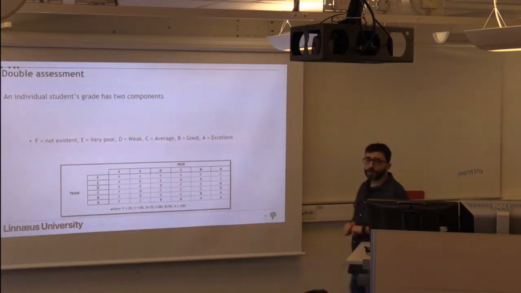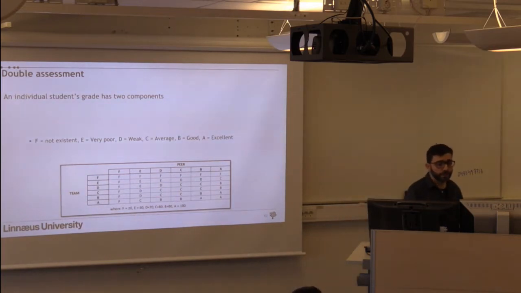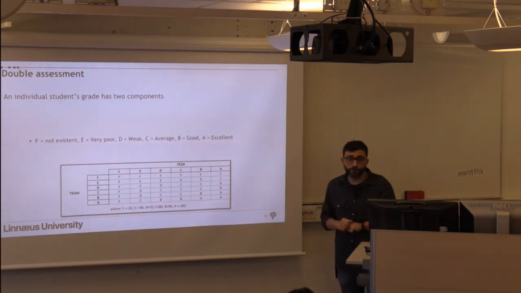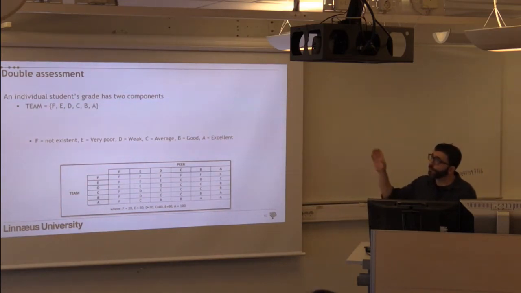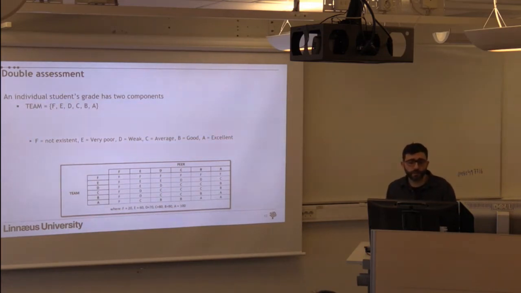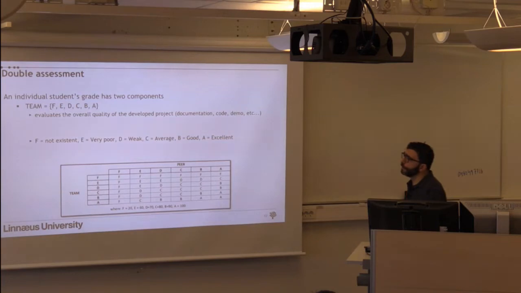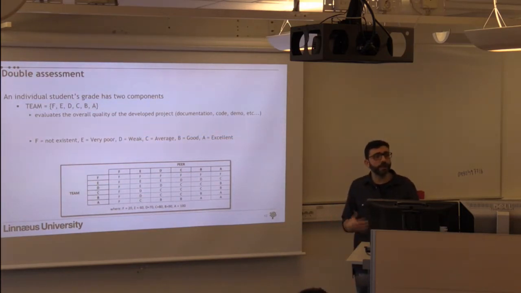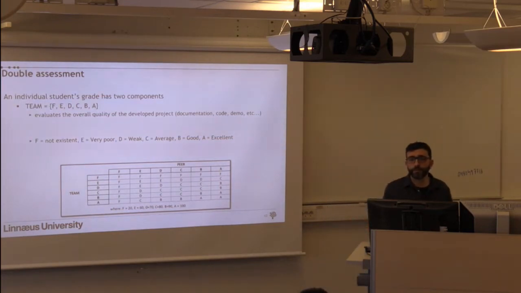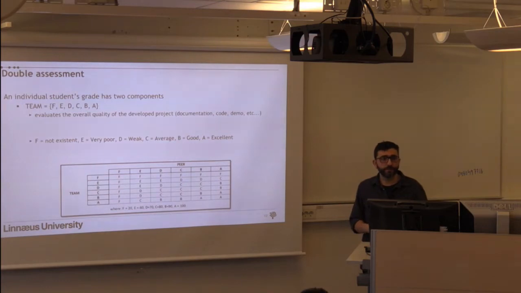There is a double assessment for this course. Every student's grade has 2 different components. One is a team grade, that can be F, E, D, C, B, and A, that evaluates the overall quality of the development project. I mean, how you have worked as a team. Then we're going to evaluate the outcome of the development project.